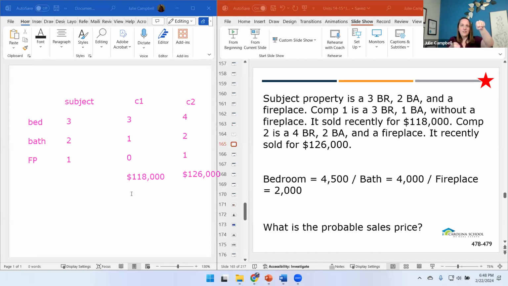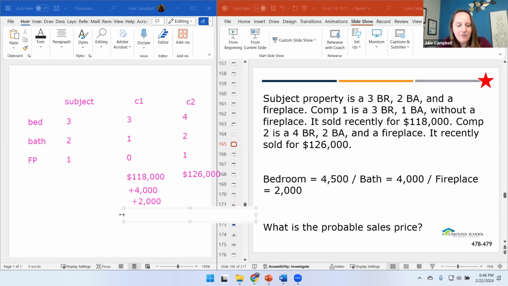What do I need to do? I need to add to comp 1 the value of a bathroom, which the problem tells me is $4,000. By adding the value of the bathroom, I have adjusted the comp to match the subject. So we added $4,000 to account for a bathroom. Then my subject has a fireplace and comp 1 does not. So again, what do we need to do to make those match? We need to add. So we're going to take the value of that fireplace and add $2,000.